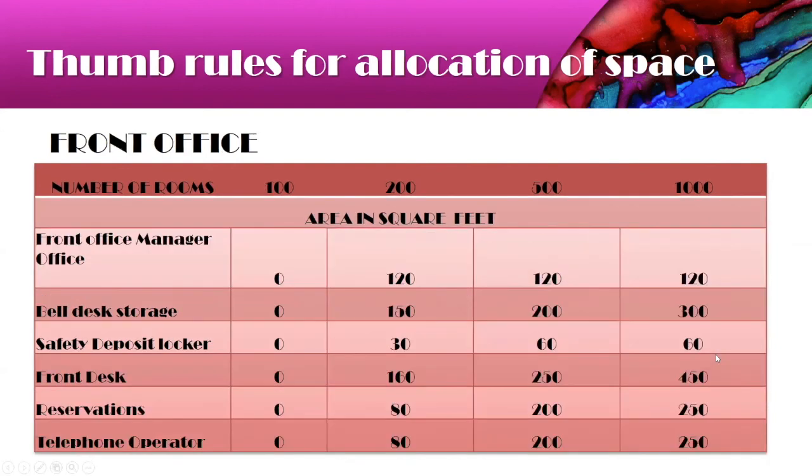Moving ahead to front office. The bell desk storage area is not there in a small hotel, whereas a large hotel will have 200 to 300 square feet allocated to it. The front desk would be 450 square feet in a very large hotel. Then the reservations department, etc., would not be there in a small hotel of 100 rooms, but 250 square feet in a large hotel. So these are some of the thumb rules for space allocation in different size hotels.